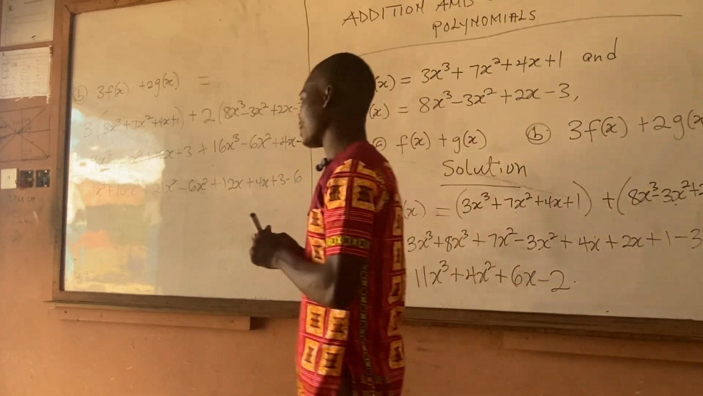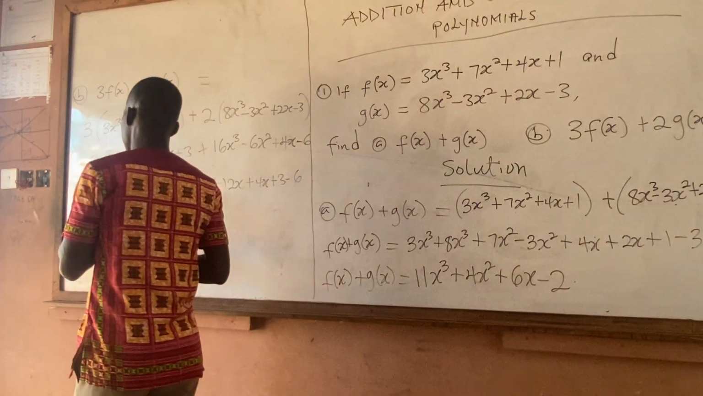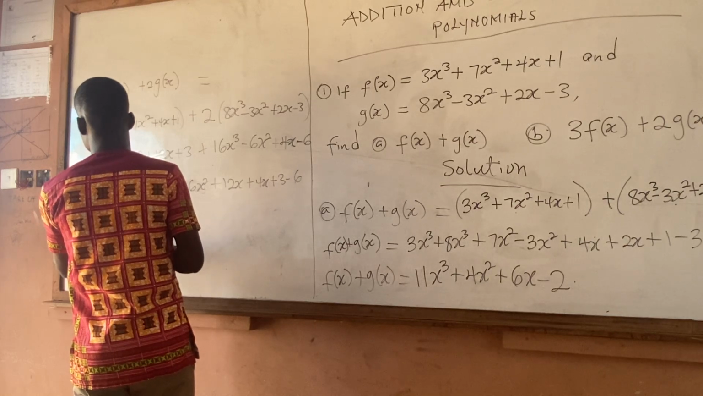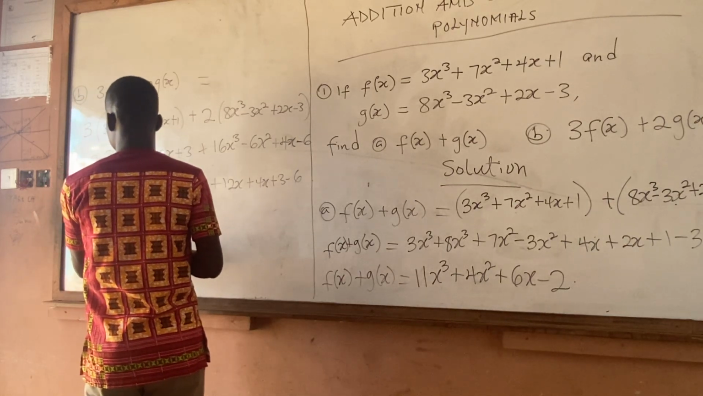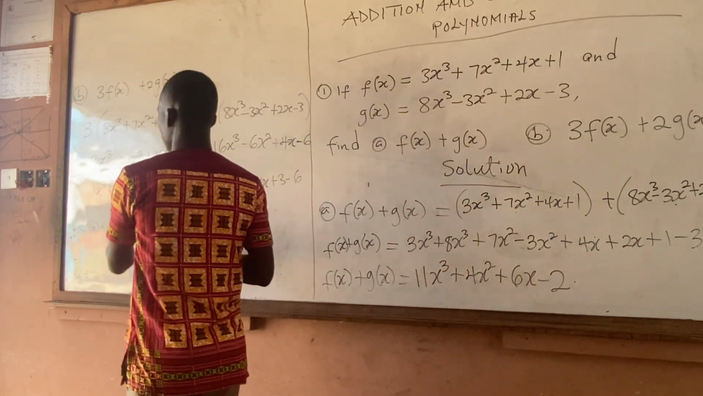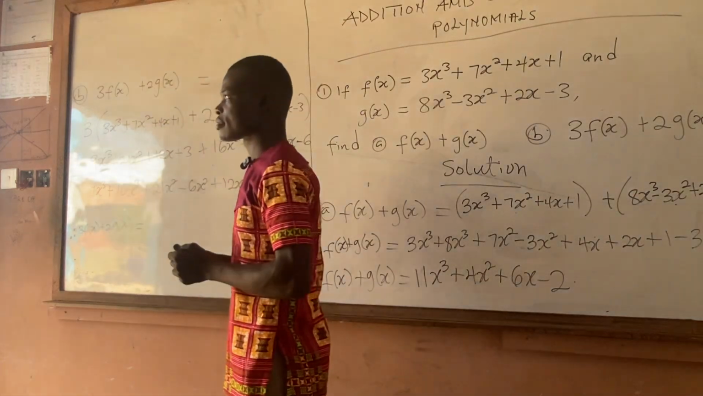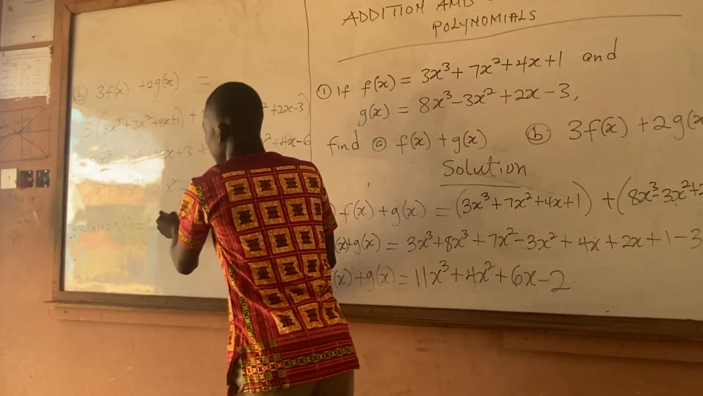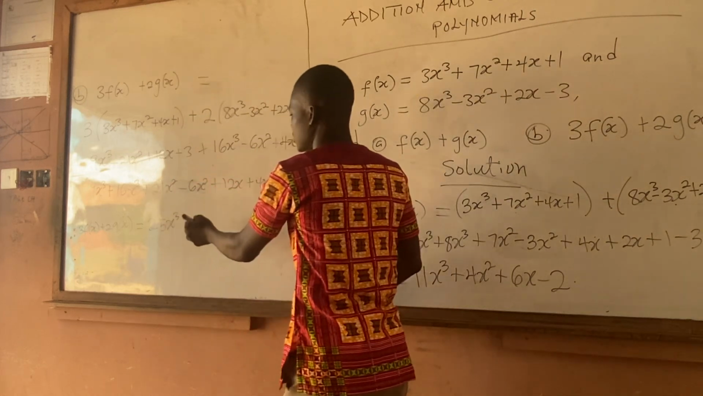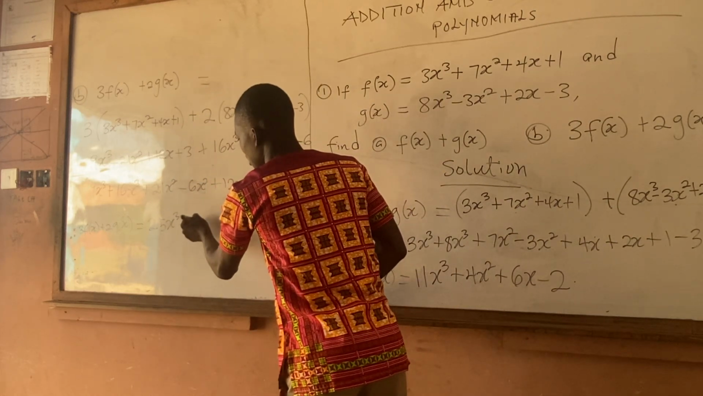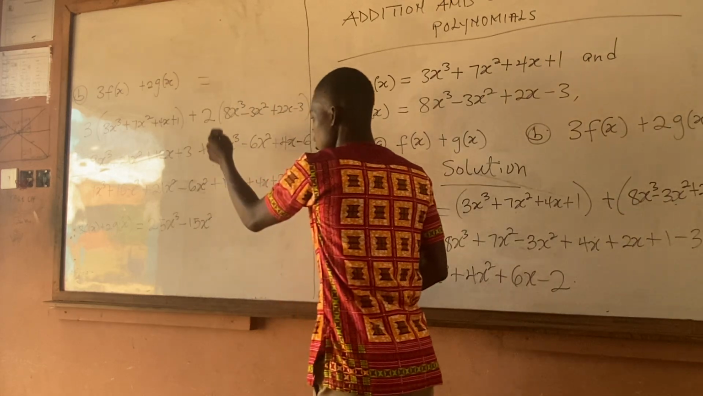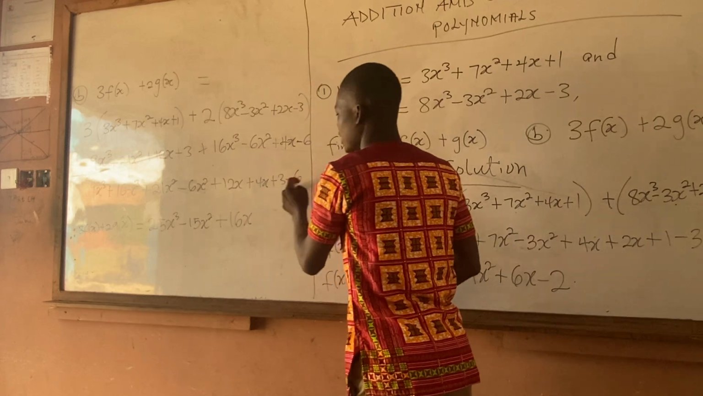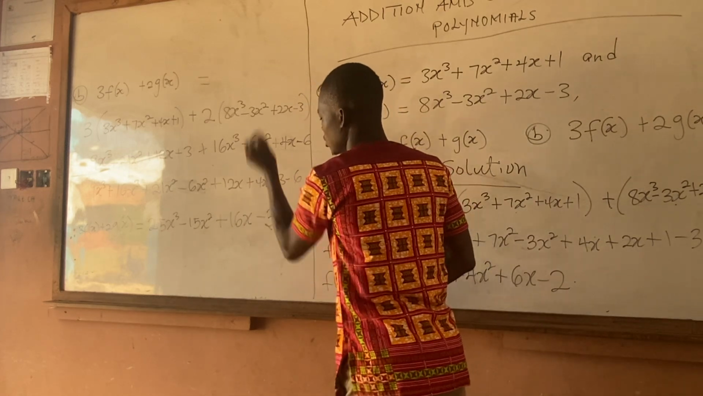So now let's take our time and simplify everything. Therefore, 3f of s plus 2g of s is equal to 9 plus 16, which is 25s cubed. 21 minus 6 is 15s squared. 12x plus 4x is 16x. 3 minus 6 is negative 3.